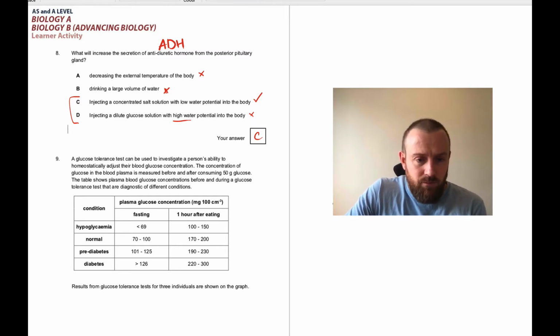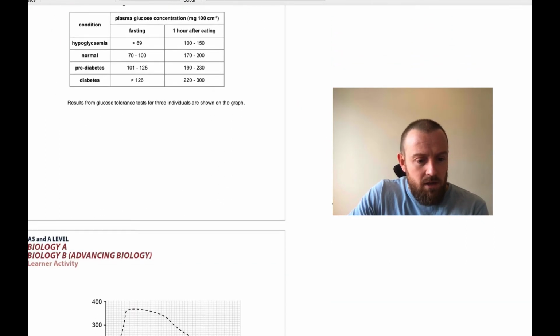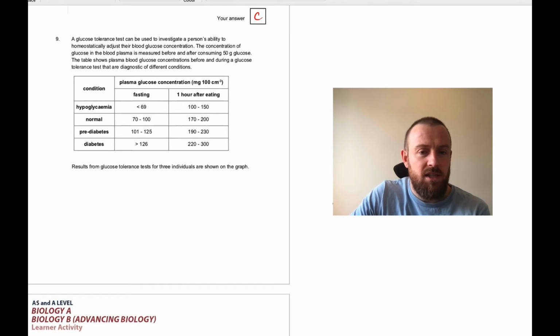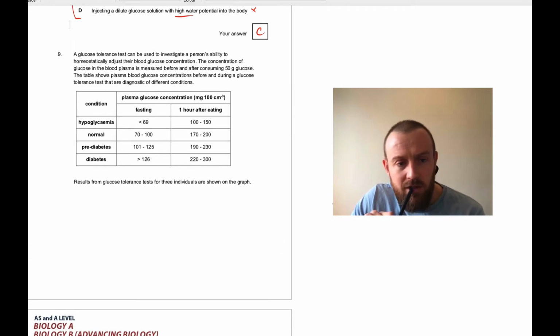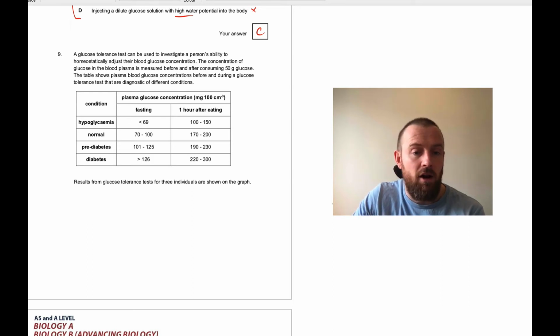Number 9. Looks like this is a long one. Okay, so let's take it. A glucose tolerance test can be used to investigate a person's ability to homeostatically adjust their blood glucose concentration. Concentration of the glucose in the blood plasma is measured before and after consuming 50 grams of glucose. So we have the fasting, and then we have 1 hour after eating.